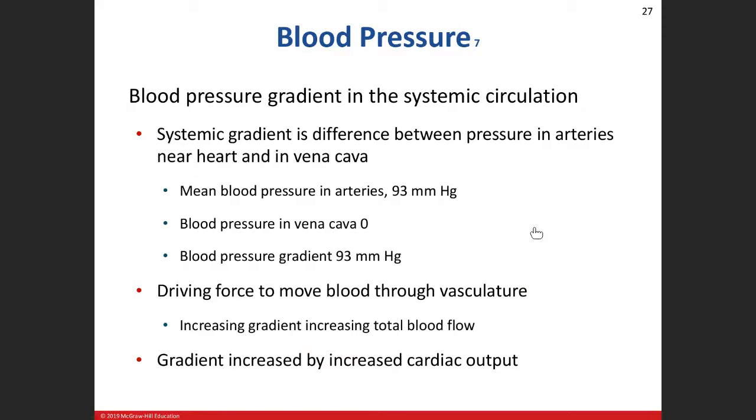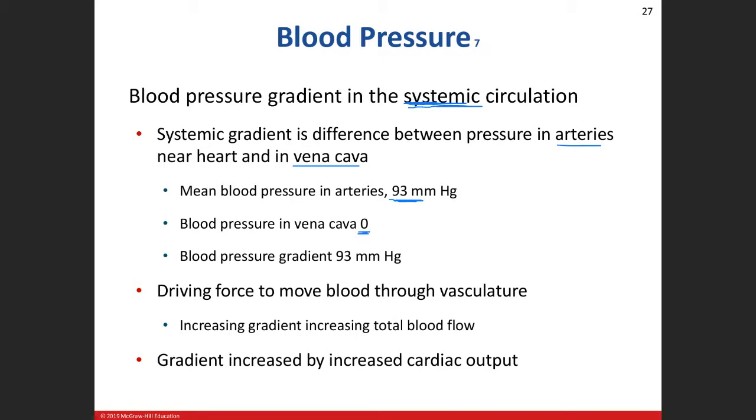All right, last slide here. Just what is blood pressure? When we're dealing with blood pressure on a systemic level, that's everything that I just talked about, pretty much starting in the arteries and going to the vena cava. On that one slide, I showed you our mean arterial pressure, the MAP, that was about 93 millimeters of mercury. And then we saw on our graph what the venous pressure was.